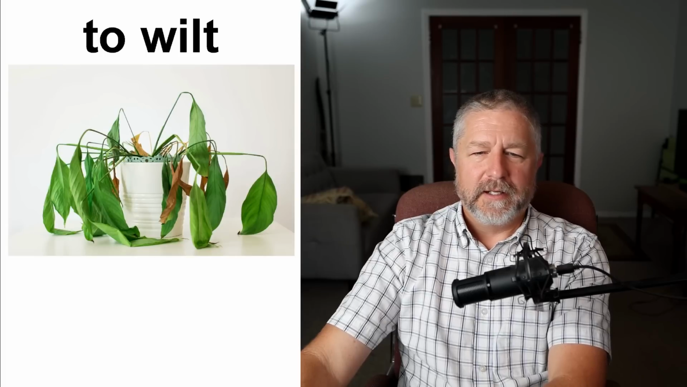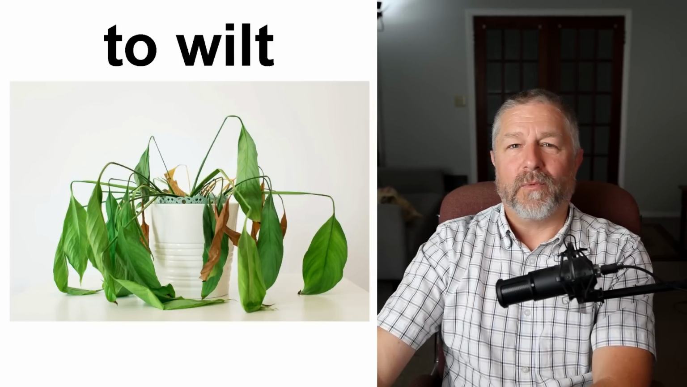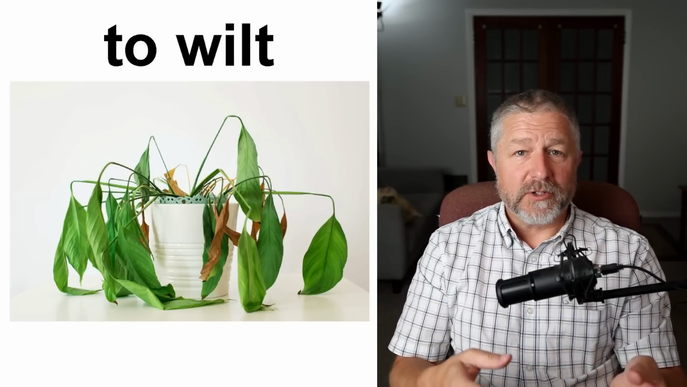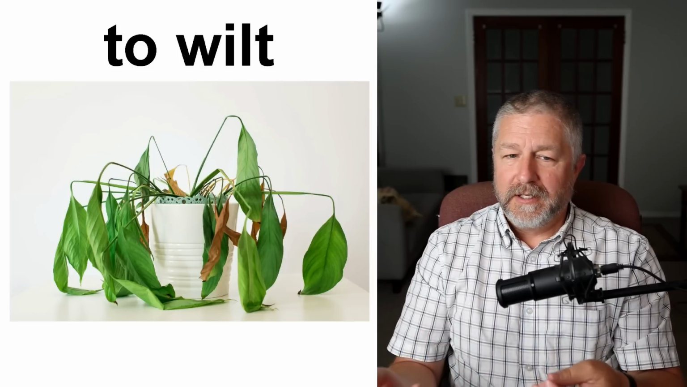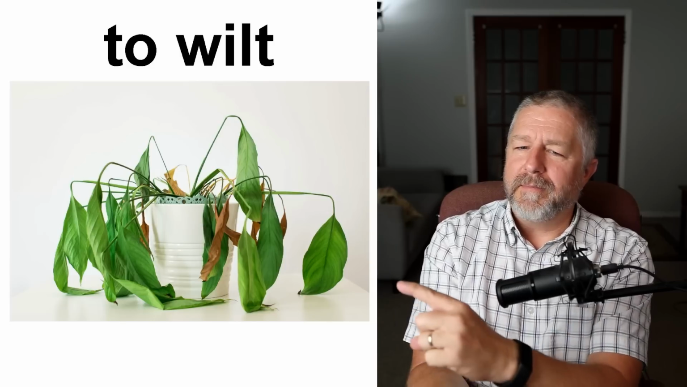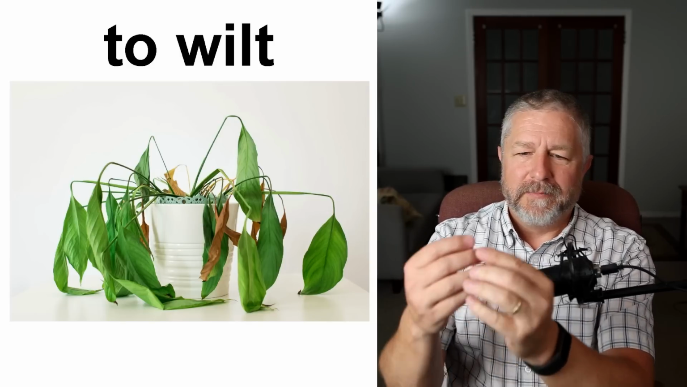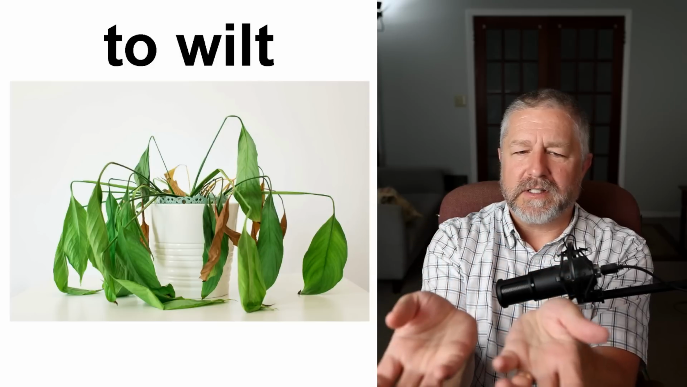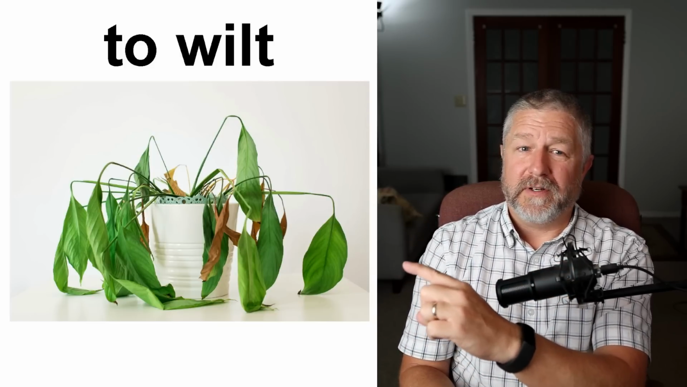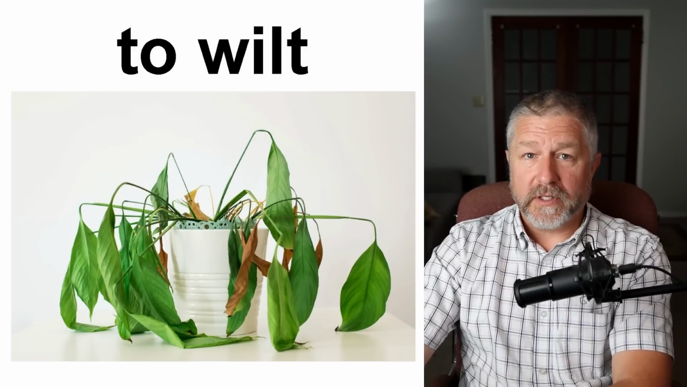To wilt. This is sad. This is what happens to a plant when it doesn't get enough water. You could say to someone, if you don't water your houseplants, they're going to wilt. So when they wilt, the leaves droop down. I think I might have used this picture to teach the verb to droop as well. But when you have leaves and you can see the plant's not happy, some of the leaves are brown, it's obviously very thirsty. So if you don't water a plant, it is going to wilt.